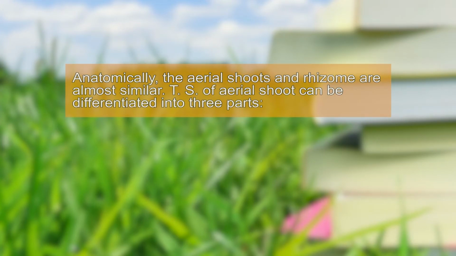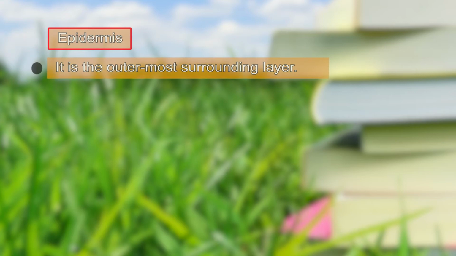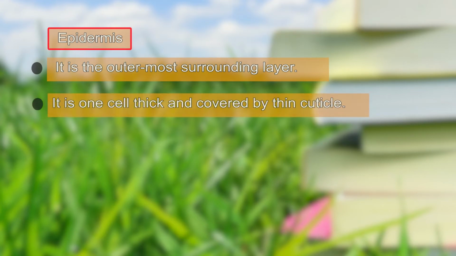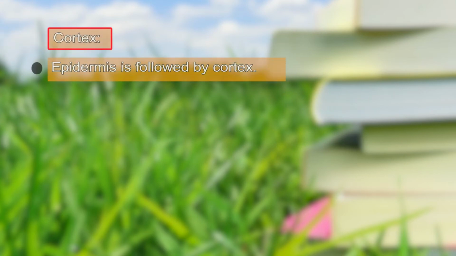More or less, the aerial shoots and rhizome are almost similar. So, the TS of the aerial shoot can be differentiated into the epidermis, the cortex and the stele. The epidermis is the outermost layer and is formed of a single layer of cells. Outside the epidermis is a one cell thick layer of cuticle, so this epidermis is cuticularized. In the aerial shoot, this epidermal layer is interrupted by the presence of stomata, but stomata are absent in the rhizome.